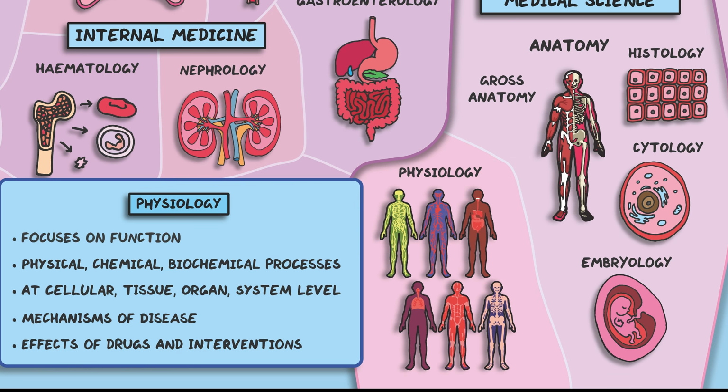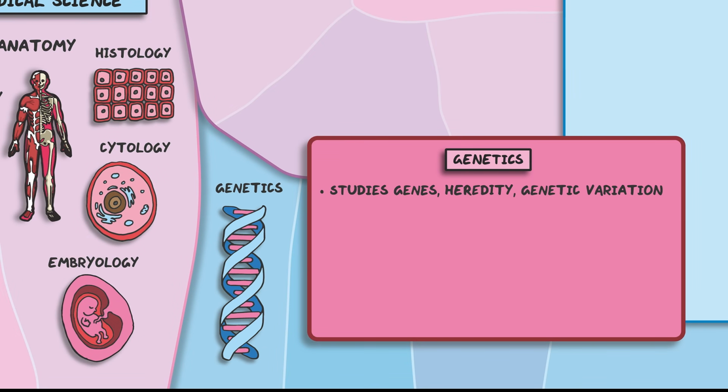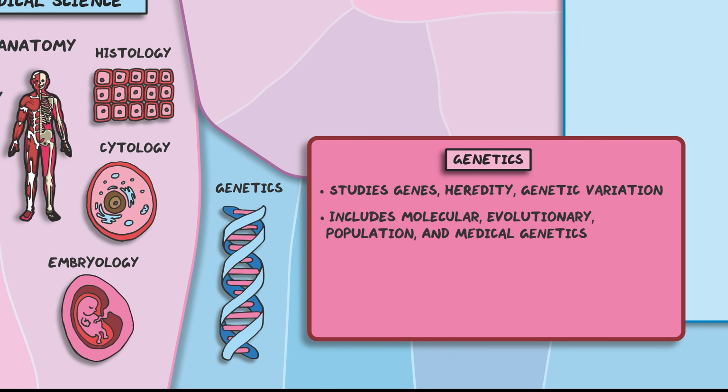environments or stressors. Strongly related to these foundations of biology is the fundamental science of genetics, which studies genes, heredity, and genetic variation in living organisms. It's a broad field that encompasses many different subfields, including molecular genetics, evolutionary genetics, population genetics, and medical genetics. Genes are units of heredity that are responsible for passing traits from one generation to the next.